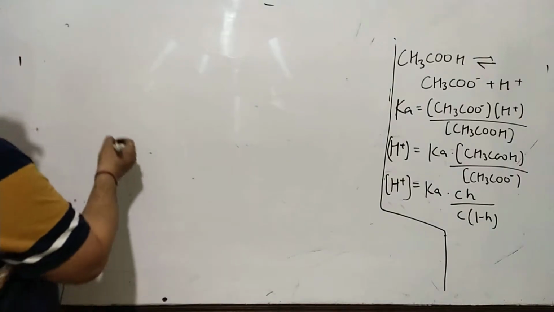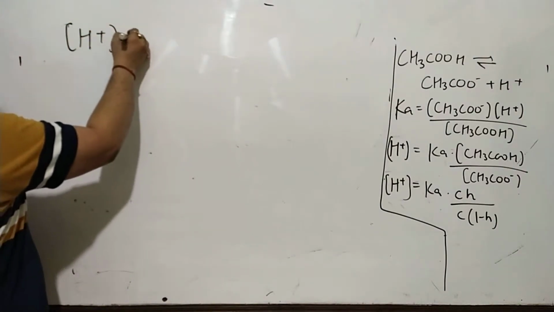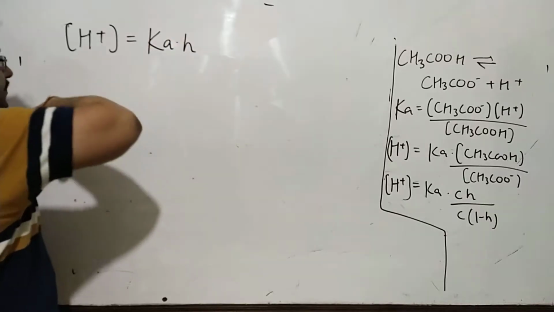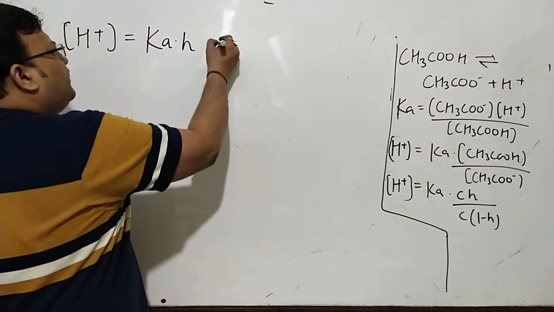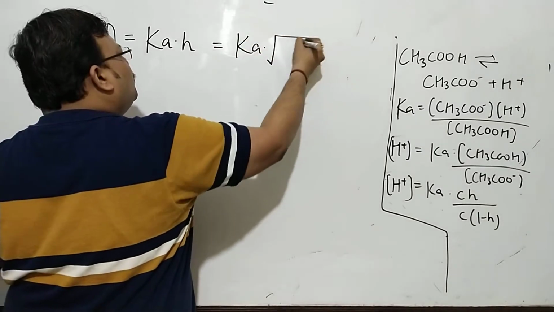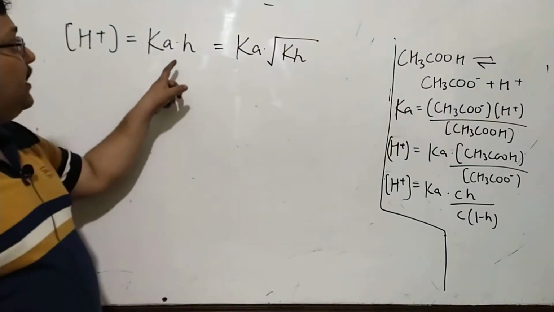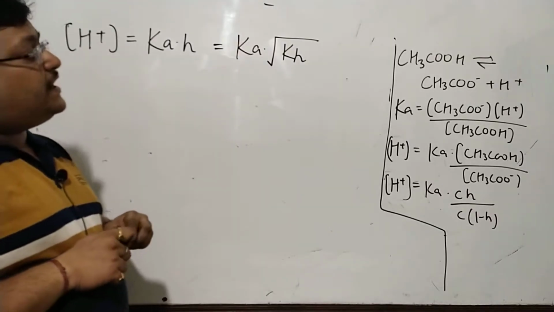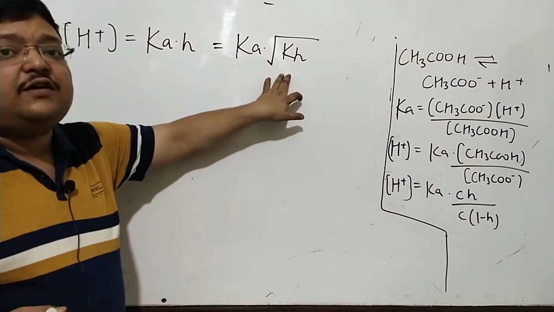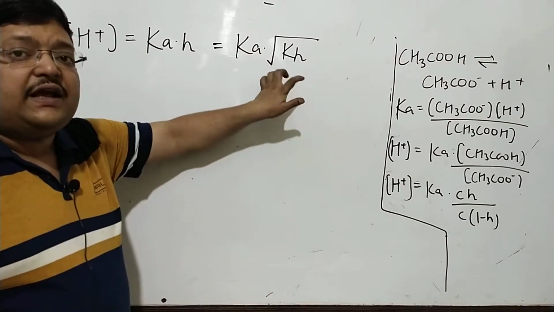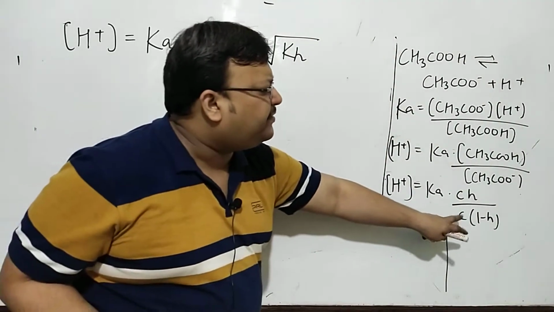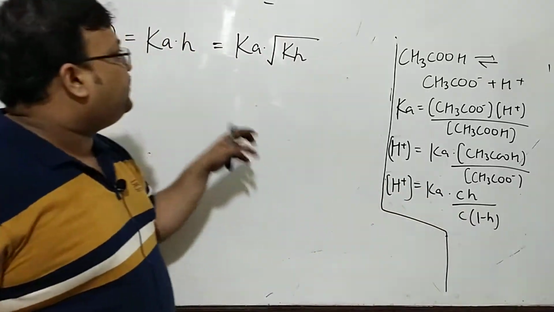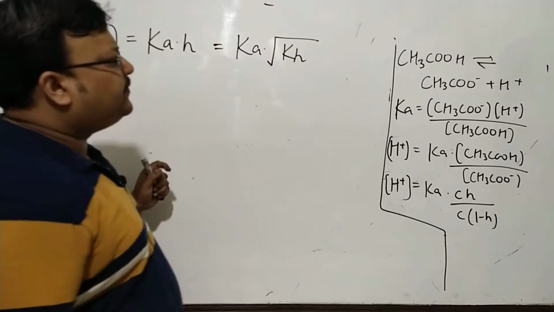Now, I would be getting H plus as Ka into h, and I've already got h as root Kh, because Kh was equal to h square. I'll get this as Ka into root Kh. Again, time to represent Kh in terms of Ka and Kb. First of all, you will want to be very clear about how you get H plus: C will get cancelled, 1 minus h is equal to 1, H plus is equal to Ka into h, and h is equal to root Kh.